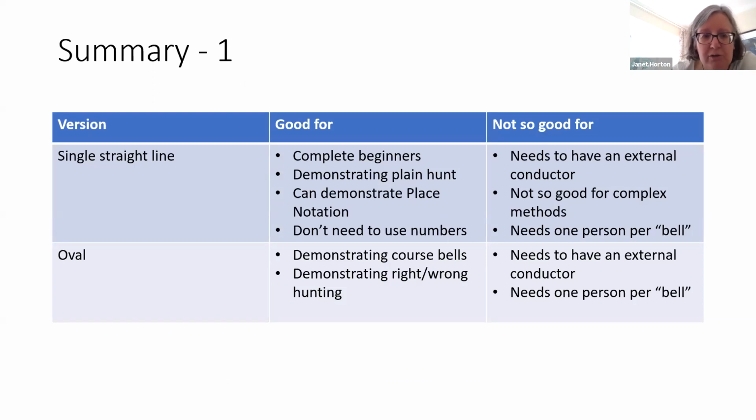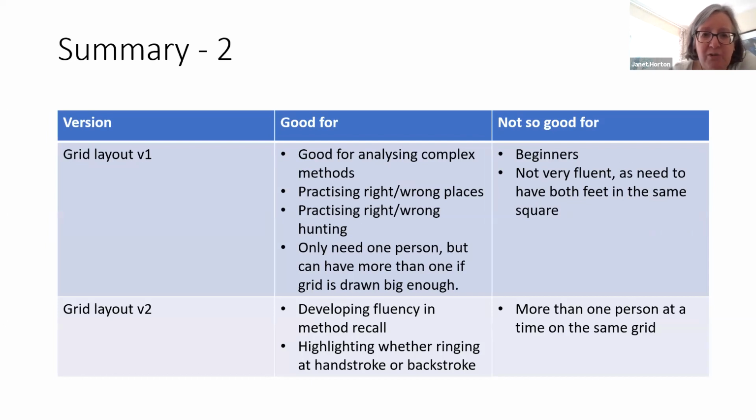The oval method is useful for demonstrating coarse bells and demonstrating right and wrong hunting. It still needs to have an external conductor and needs 1 person per position. Grid layout version 1 is good for analysing complex methods, practising right and wrong places, and practising right and wrong hunting. You only need 1 person, but can have more if the grid is drawn big enough.